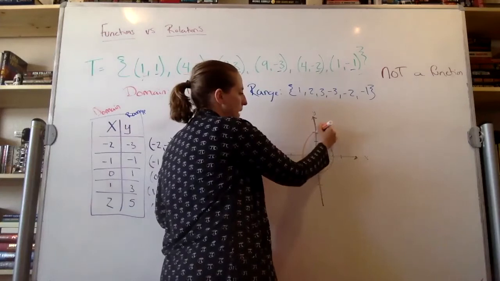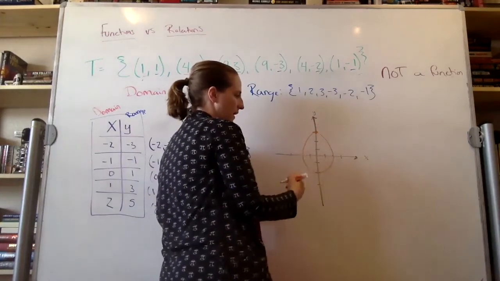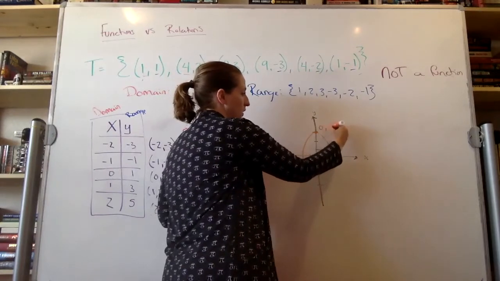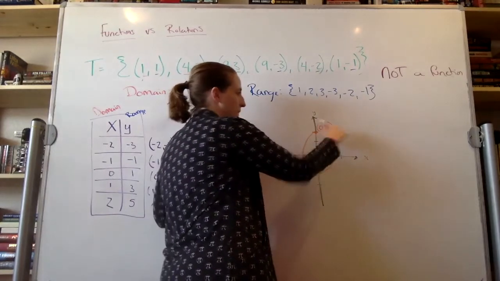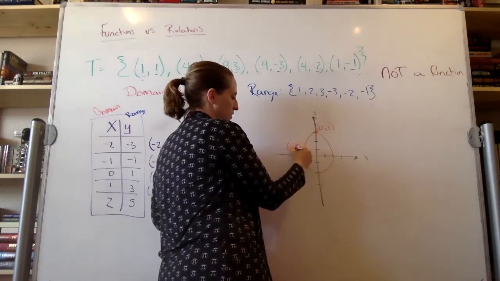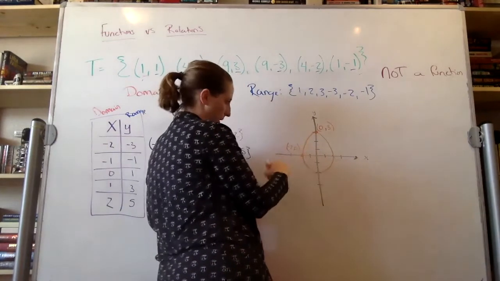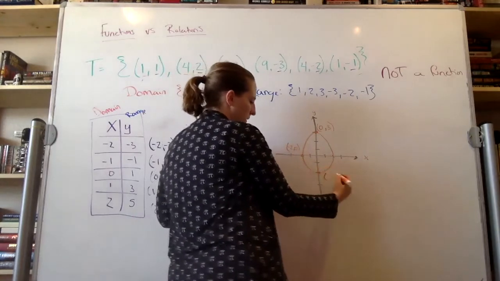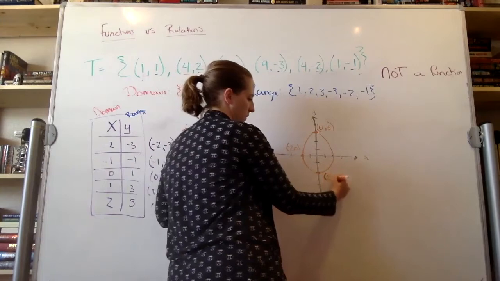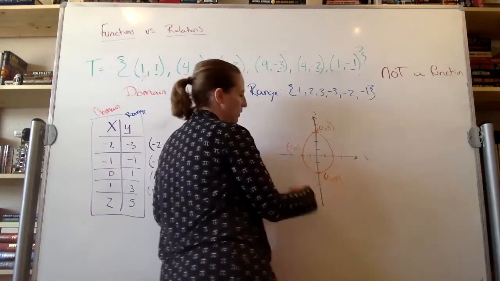Well, any point I pick on this circle has an x value and a y value. So for example, this point up here, this is the point 0, 3. So that says 0 is mapping to 3. Similarly, this point here is the point -2, 0. That says -2 is mapping to 0. This point down here is the point 0, -2. So 0 is mapping to -2, etc.